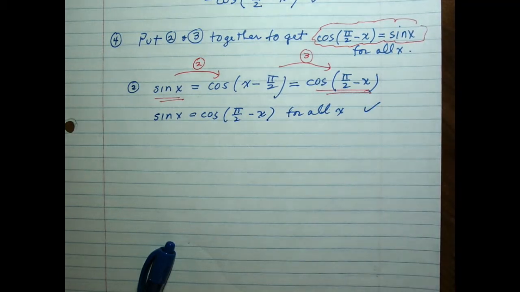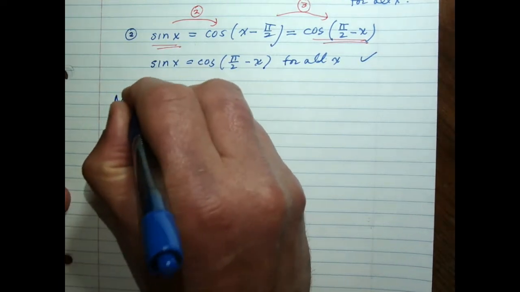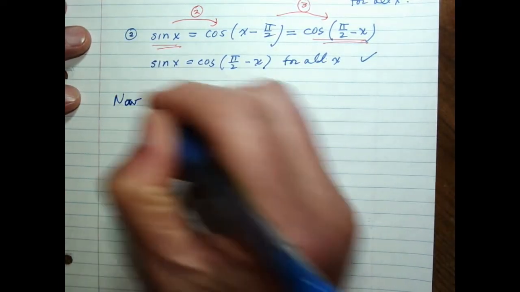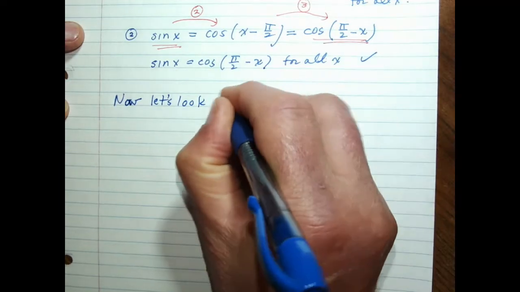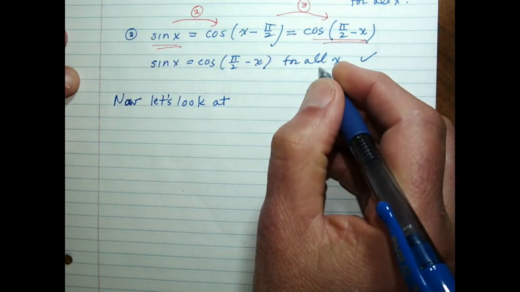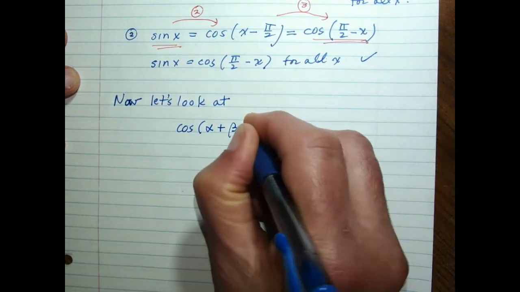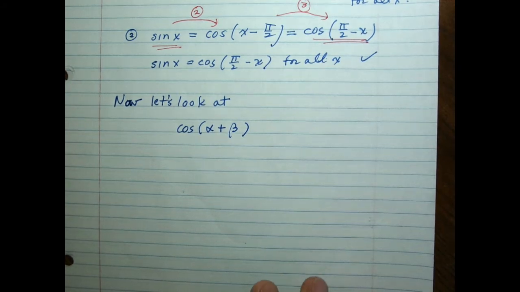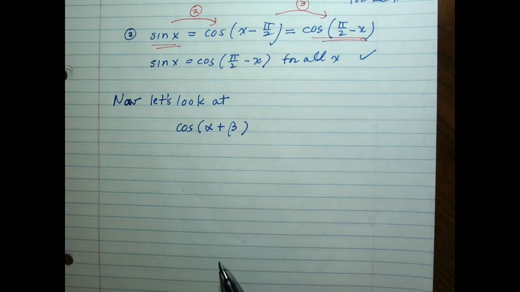And let's see, we're also going to use one of our earlier results. Let me show you where this is headed. So now let's look at cosine of alpha plus beta. I'm going to try to derive an identity involving cosine of alpha plus beta here.